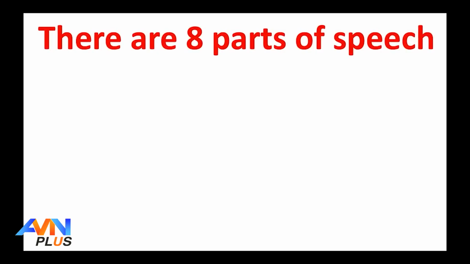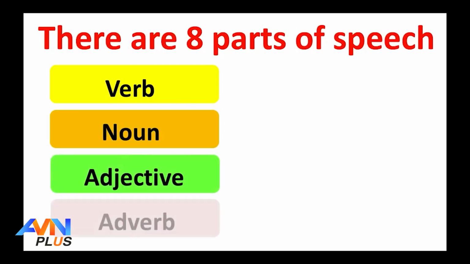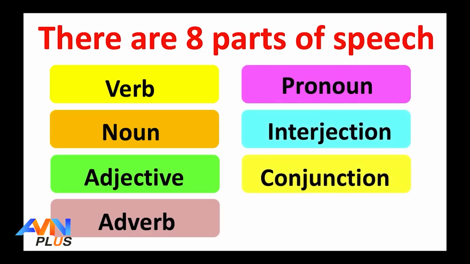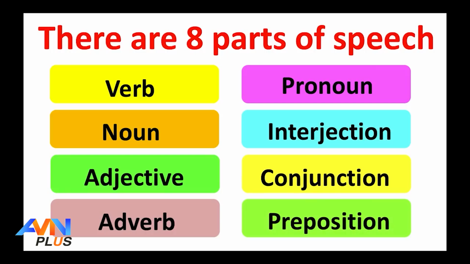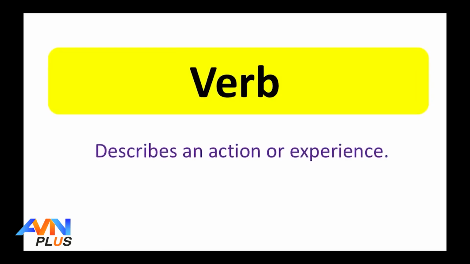There are 8 parts of speech: verb, noun, adjective, adverb, pronoun, interjection, conjunction, preposition. These allow us to structure a grammatically correct sentence, as each has a different function within a sentence. Verb. A verb describes an action or experience. For example, run, walk, push, eat.